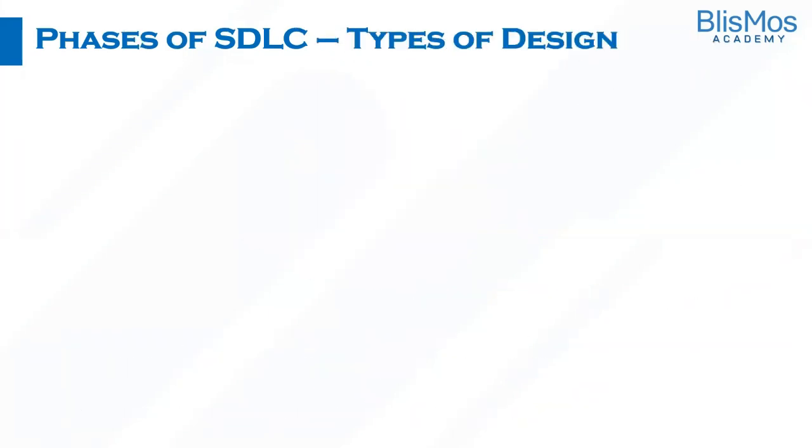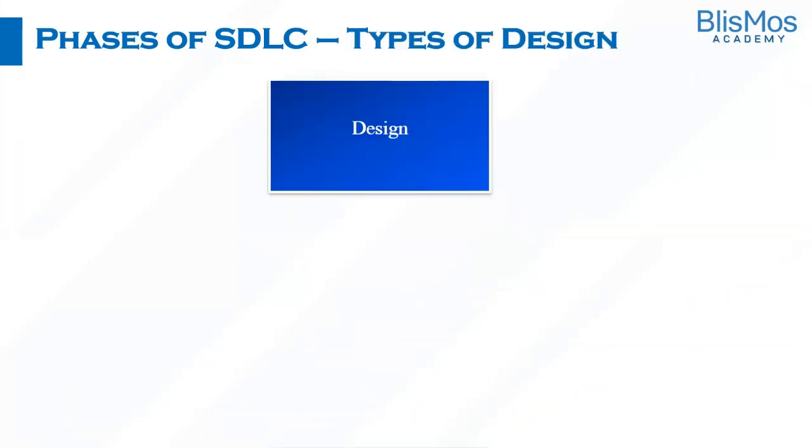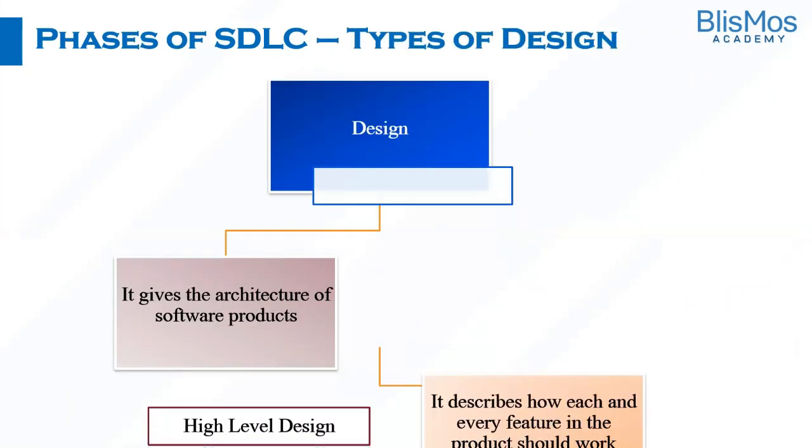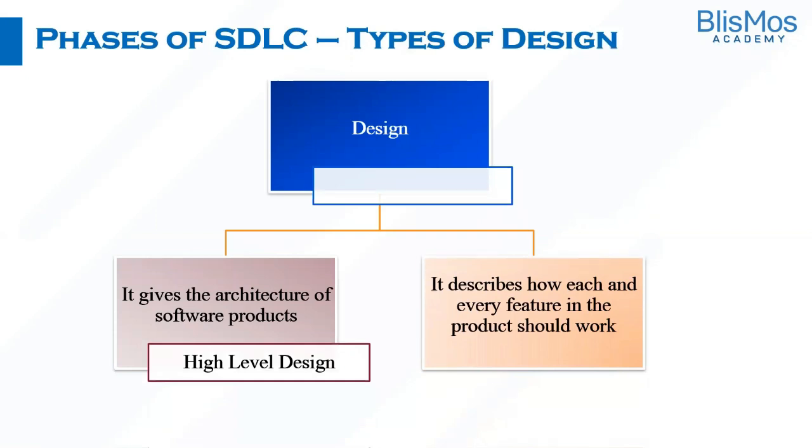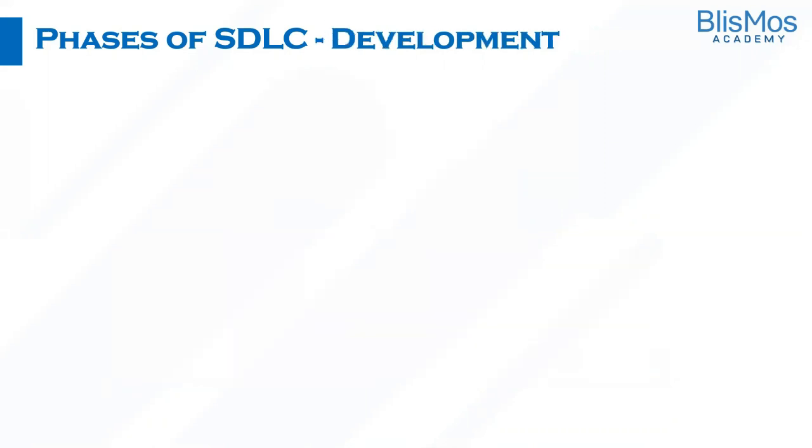In the design, we have two types of design. One is high level design. The second one is low level design. In the high level design, the high level architecture of a software system is conceptualized and documented. On the other hand, low level design will get to the details of each of the components of the overall system. Next phase is the development phase.